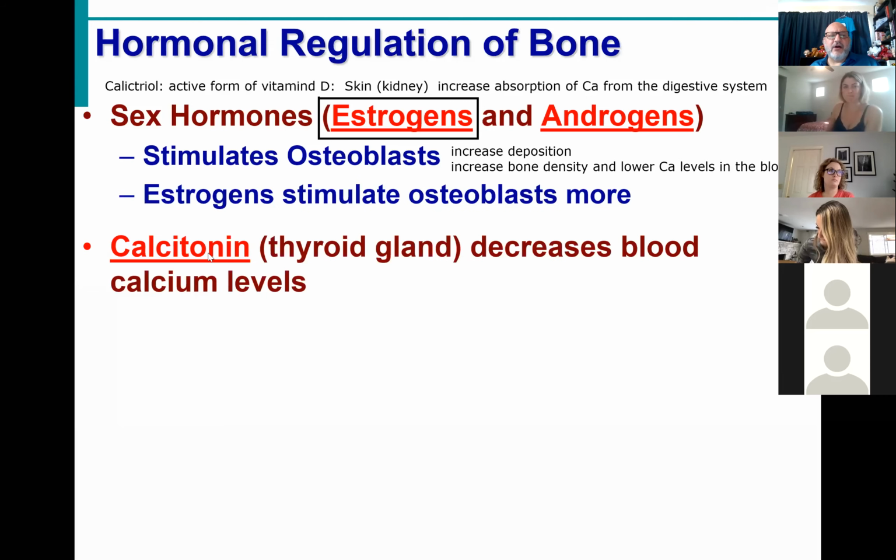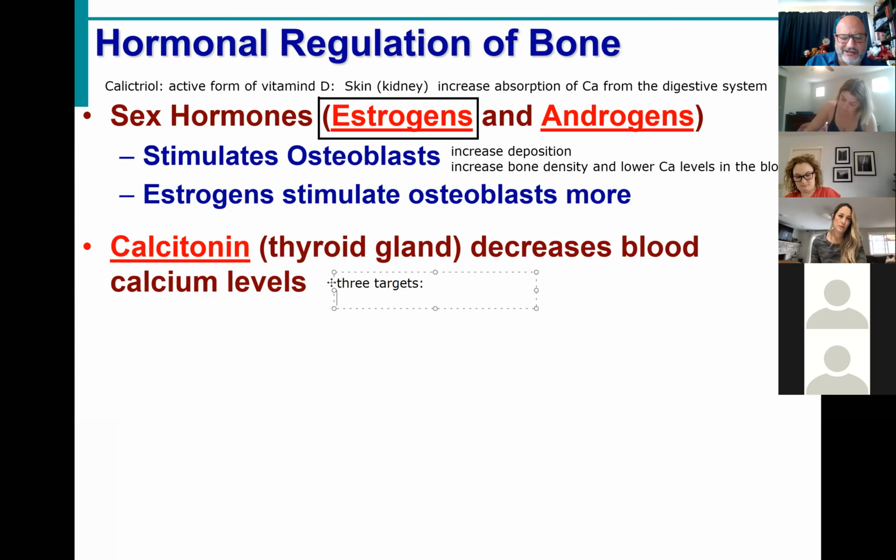Let us talk about a new hormone. That new hormone is called calcitonin. Calcitonin is produced by the thyroid gland. And its overall effect is to decrease calcium levels in the blood. And so it is going to encourage the removal of calcium from the blood and interstitial fluid. It's going to do this by basically having three targets. The first target is the bone itself, and more specifically, the osteoclast.